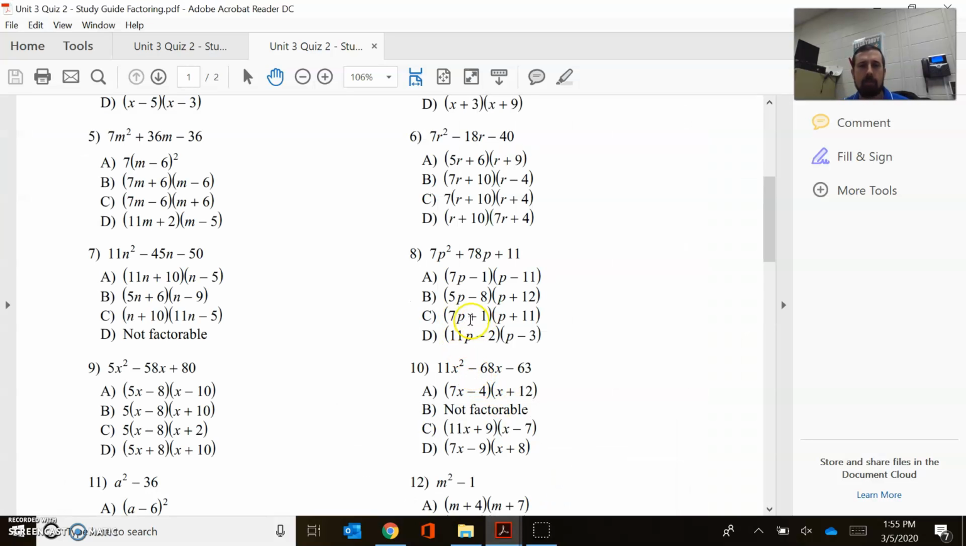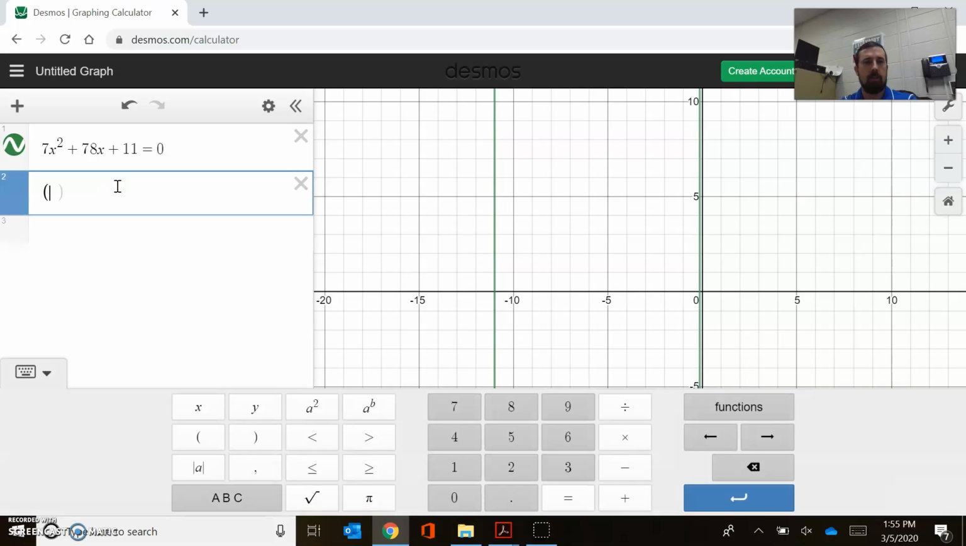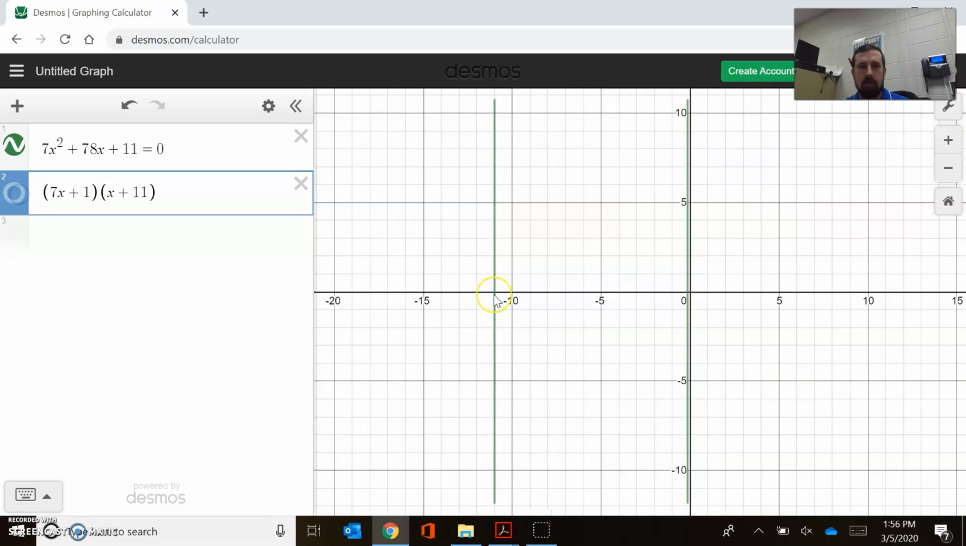Next, I'm going to look at the next one. So 7p, hold on. There you go. 7p plus 1, p plus 11. So 7x plus 1. Let's take a look here. 7x plus 1, and then I believe it was x plus 11. Okay, and let's see here. Oh, notice it lines up almost. What's a little off here?